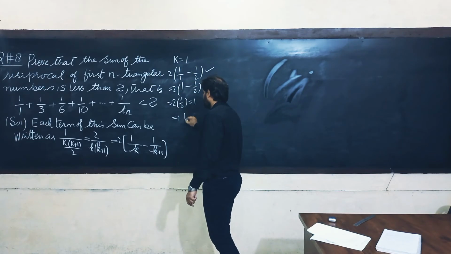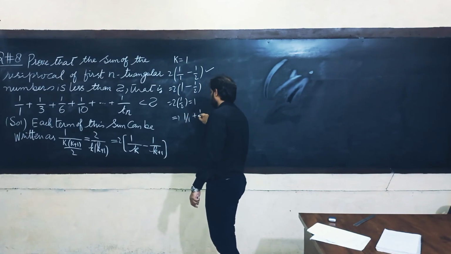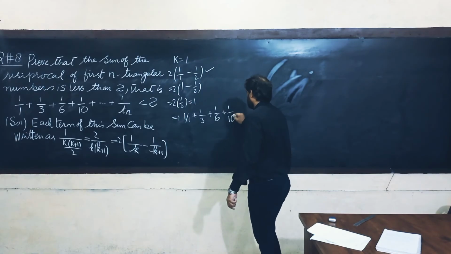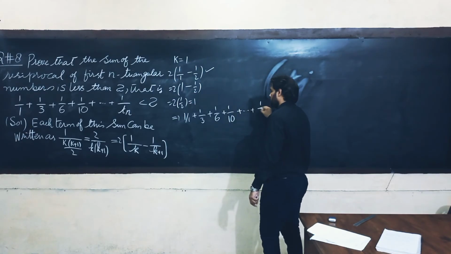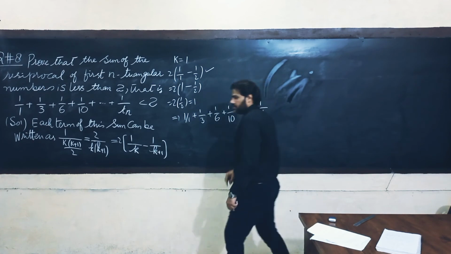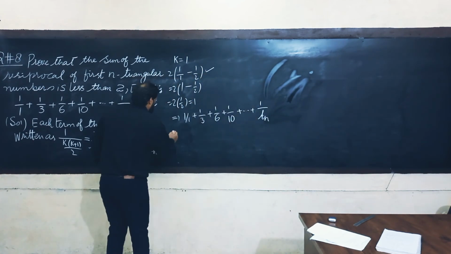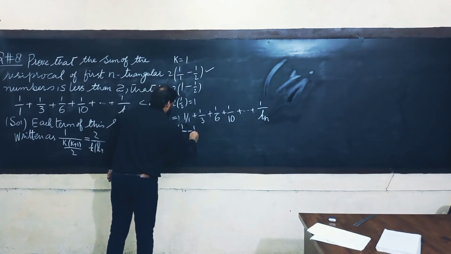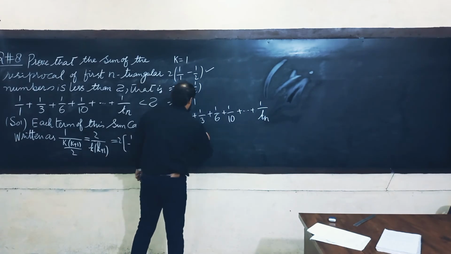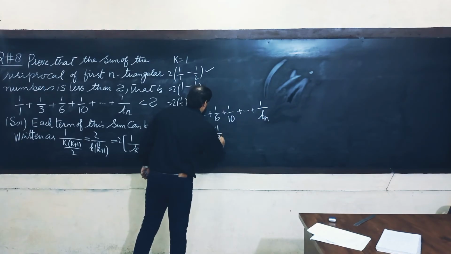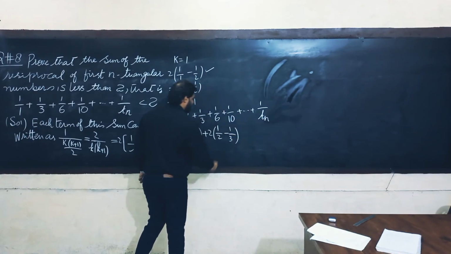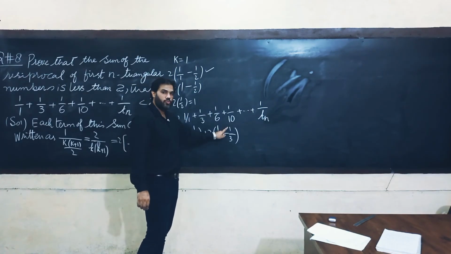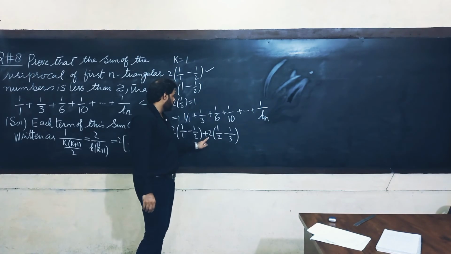This implies 1 over 1, 1 over 3, 1 over 6, 1 over 10, and so on up to 1 over Tn. These all numbers can be written as: the first number is 2 into 1 over 1 minus 1 by 2. The second number is 2 into 1 by 2 minus 1 by 3. You can verify this here. The LCM is 6, 3 minus 2, 1 by 6 into 2, that is 1 by 3.